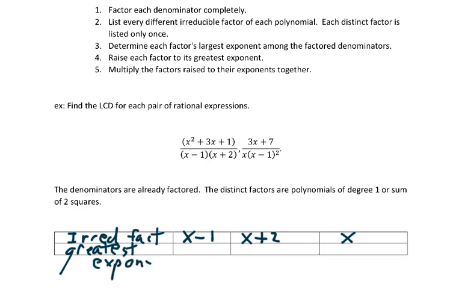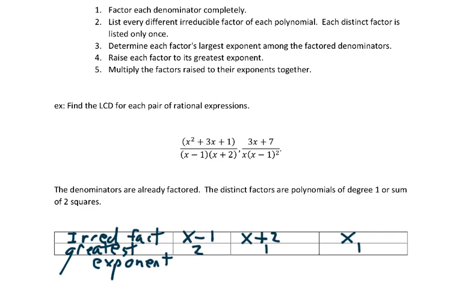Now we're going to pick the greatest, the largest exponent. For x minus 1, we have x minus 1 to the first here, but we also have it to the second. So because of that, we're going to have the biggest exponent as 2. For x plus 2, there's only one exponent, 1, and for x, there's only one exponent, 1.